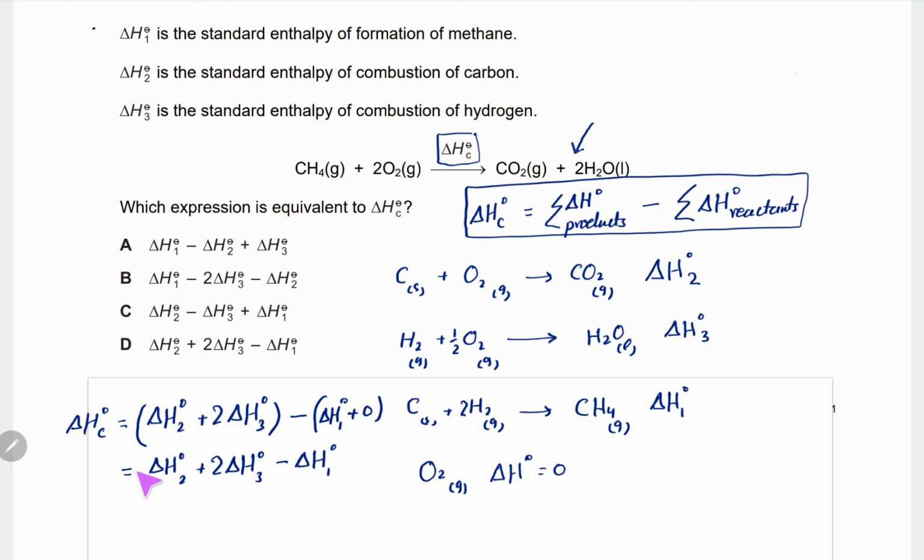So now it is matching to the choice with delta H naught 2, 2 delta H naught 3, minus delta H naught 1. So the correct choice is choice C.